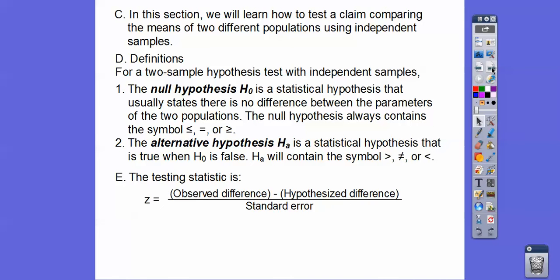Okay, ring a bell? So our test statistic is the difference of our sample means minus the difference of our population means, divided by the standard error right there, okay? And the standard error is just a little twist.